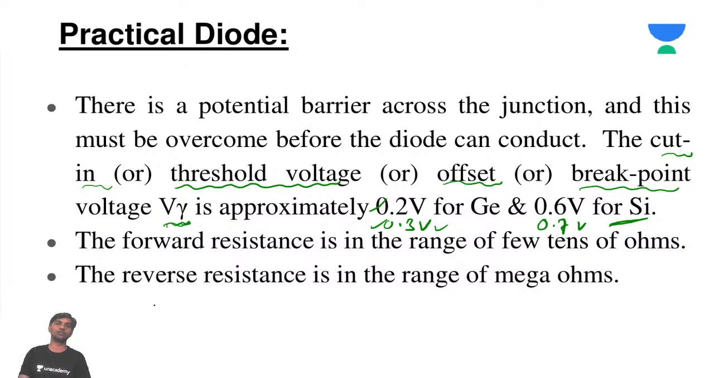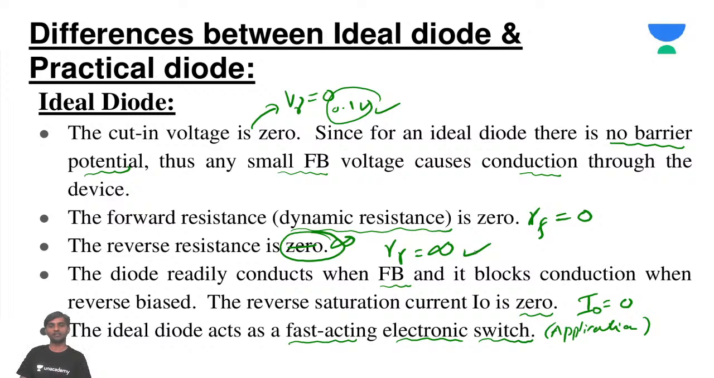Earlier the cut-in voltage was 0, but here the cut-in voltage is 0.2, 0.3 or 0.7 volts depending on the type of semiconductor used. The forward resistance earlier was 0; here it is a few tens of ohms, let's say 20 or 30 ohms. The reverse resistance is in the range of mega ohms. Ideally it should be infinite. Actually RR is correct, capital R with suffix small r.